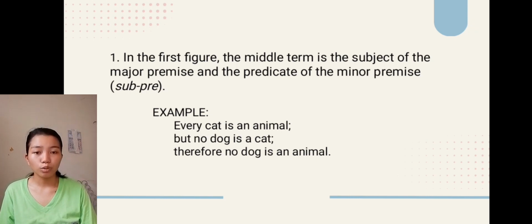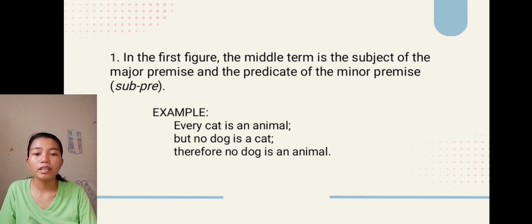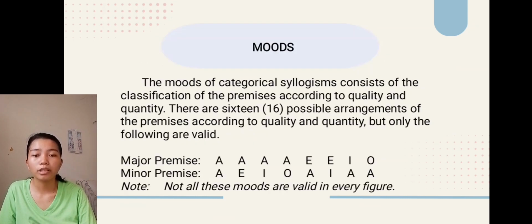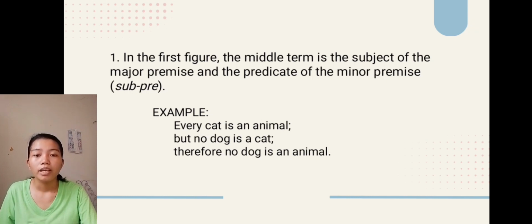As you can see in the conclusion, therefore no dog is an animal, the middle term is not present. It can only be seen in the major premise and the minor premise. In this example, the middle term is cat. In the major premise, cat is the subject, and in the minor premise, cat is the predicate. So it is considered the first figure.